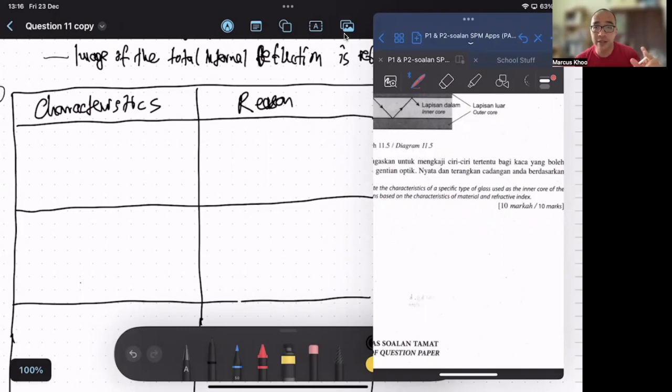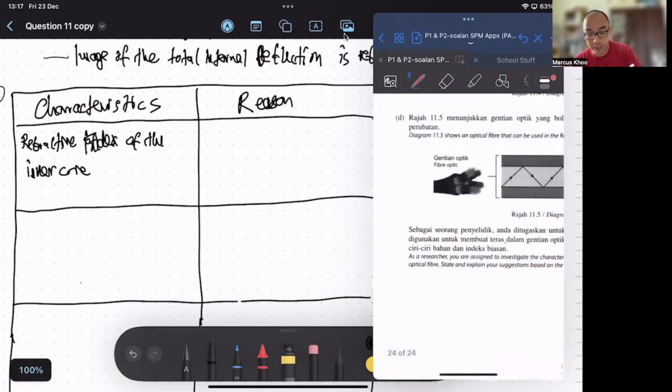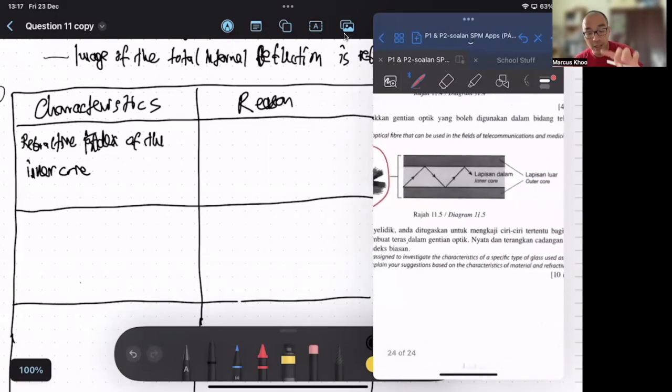Let's start with that, because that's the only thing that we can have one. So the refractive index of the inner core. There are two cores in a fiber optic cable. One is the inner core and the other is the outer core.